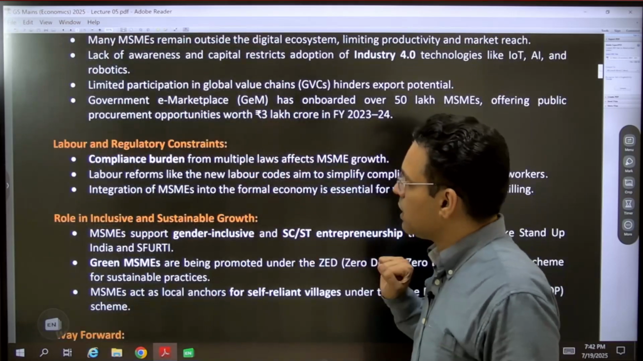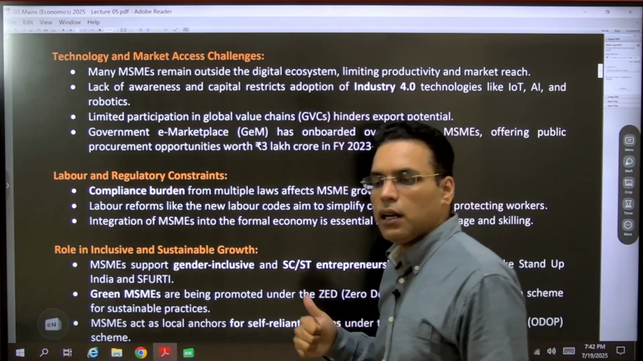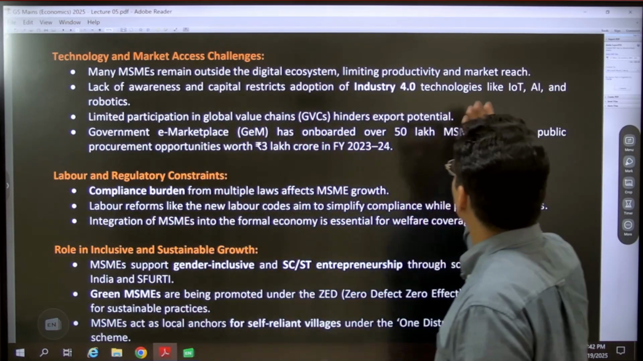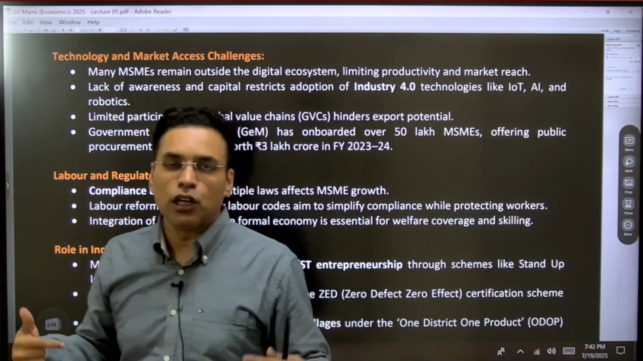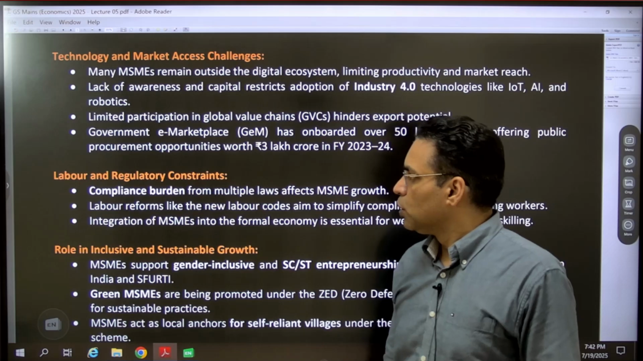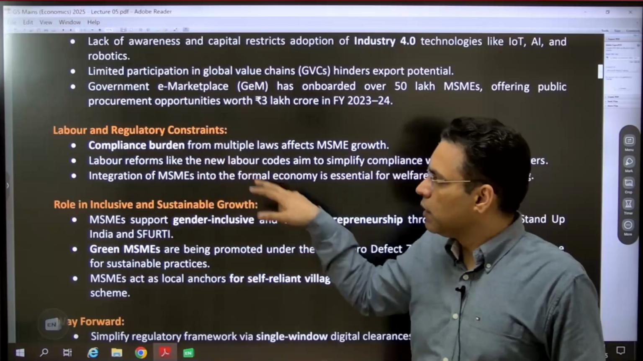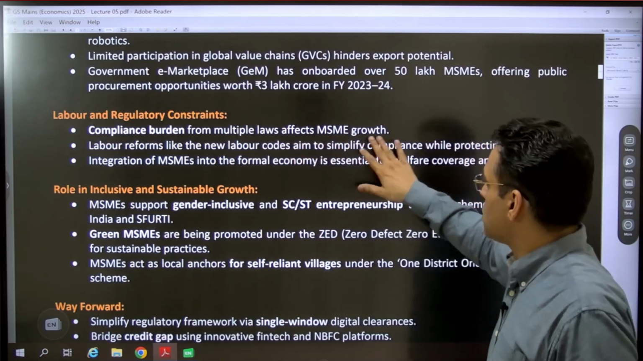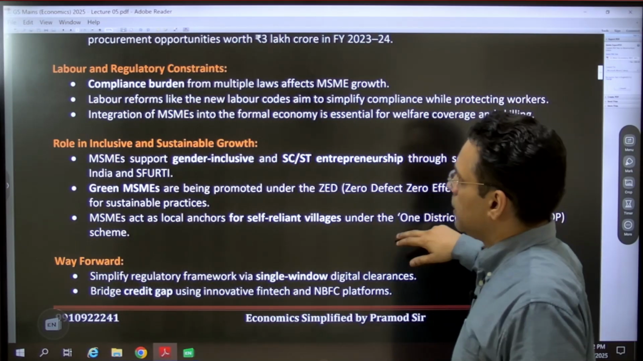Labor regulatory constraints are there. Now, for example, how MSMEs can adopt digital ecosystem, improve productivity, and industry 4.0. 4.0 is modern technologies, Internet of Things, AI, automation, all those things can be brought in. So, अगर technology को use करके you can leverage things at different levels. Then labor and regulatory constraint: compliance burden from multiple laws affects MSME growth. Labor laws like new labor codes aim to simplify compliance.